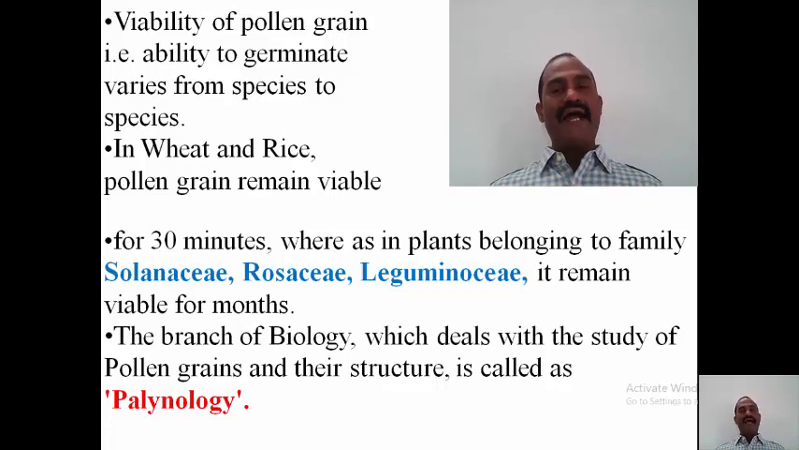Mind it well, viability of pollen grain is different from the survival of the pollen grain. Due to sporopollenin, it may remain as it is for years, but that does not mean it remains viable. Viability may be lost during storage. Pollen grains are studied in detail, and the branch of biology which deals with the study of pollen grains, their structure and their functioning, is called palynology. So remember palynology as the study of pollen grains.